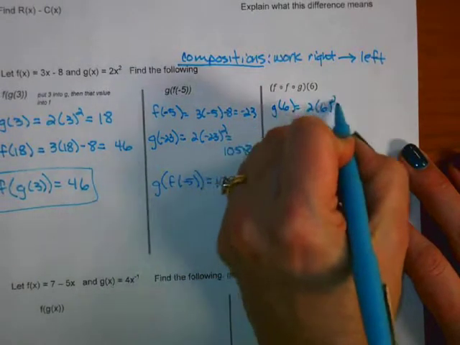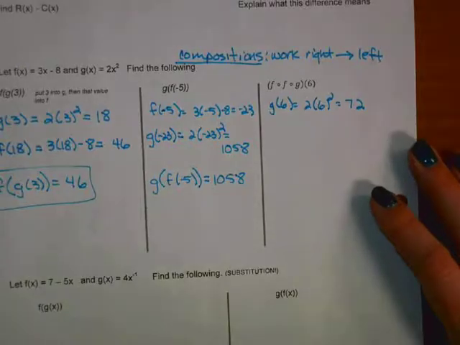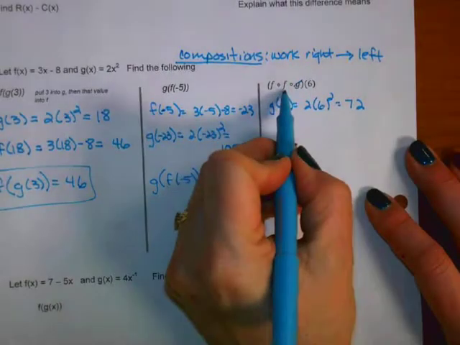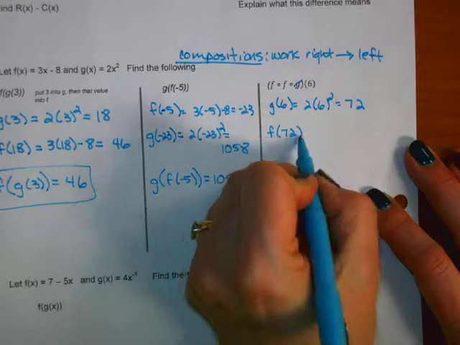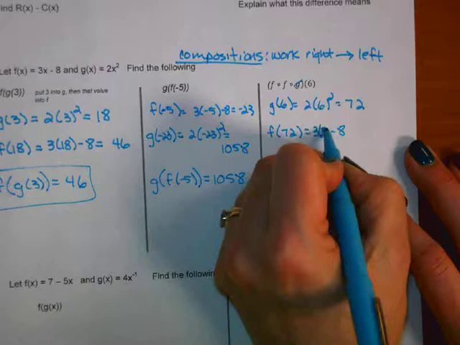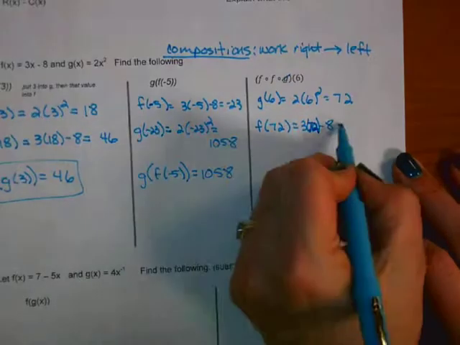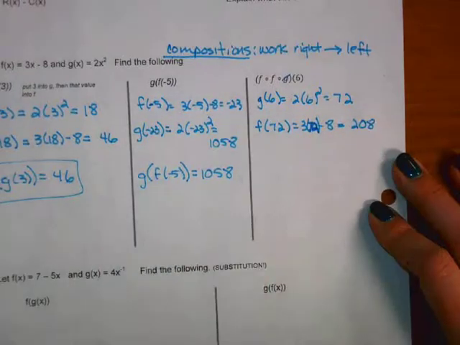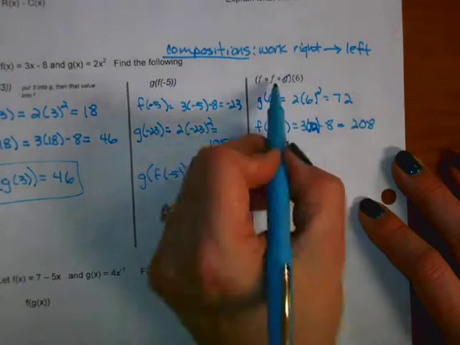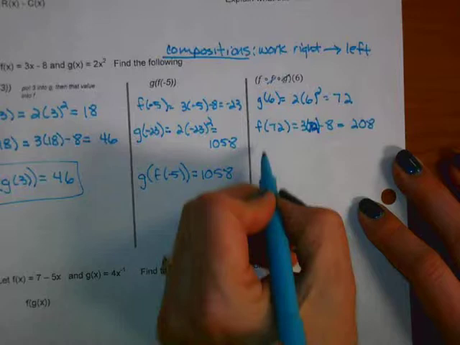2 times 6 squared equals 72. Then I have to take 72 and plug it into what? F. That equals 208. And then I have to do what? Plug 208 into F again. F of G.